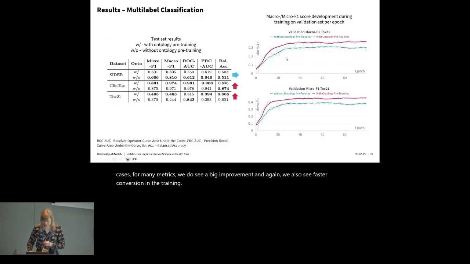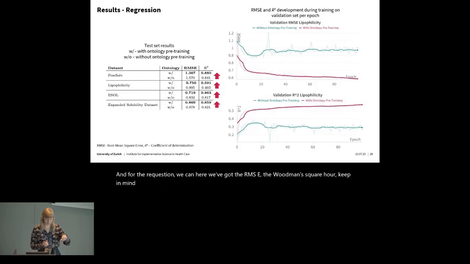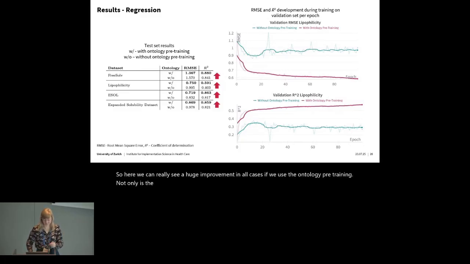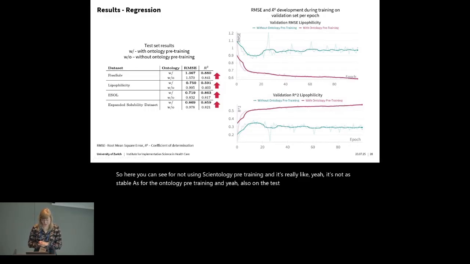And for the regression, here we've got the RMSE, the root mean square error. Keep in mind, we want that one to be low. And then we've got the coefficient R squared, we want that to be high. So here we can really see a huge improvement in all cases if we use the ontology pre-training. Not only is the training more stable, so you can see again on the plots, here for not using the ontology pre-training, it's really not as stable as for the ontology pre-training. And also on the test results, we always perform better.